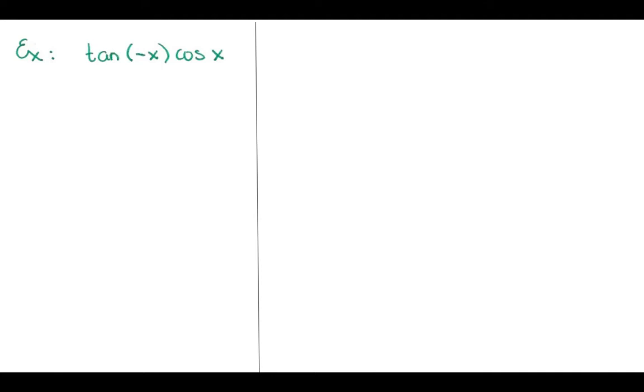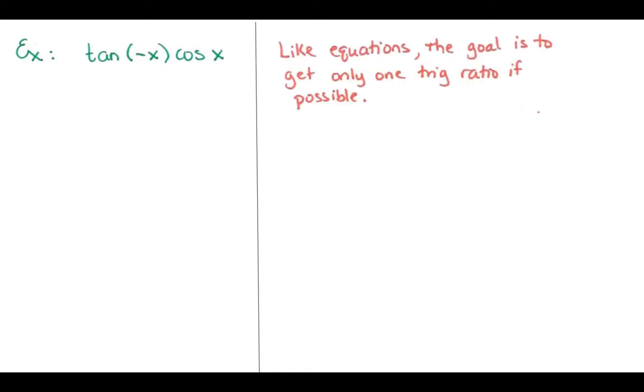So on the left side, I'll have the problem working through. And on the right side of that line, I'm going to give you the thought process that I would have as I was solving this problem. So the first thing I do when I look at this, I say, okay, that's tangent negative x times cosine x. So like solving an equation, the first goal I have is I'd love to get to only one trig ratio in the problem. Not a tangent and a cosine, but just tangent or just cosine, or maybe both of them need to switch out to something like sine.